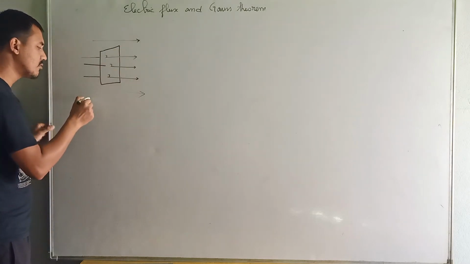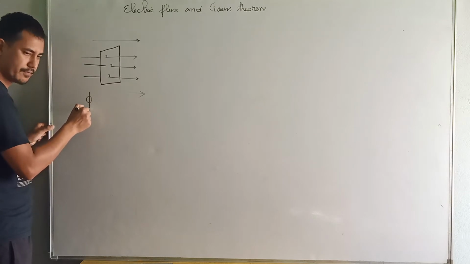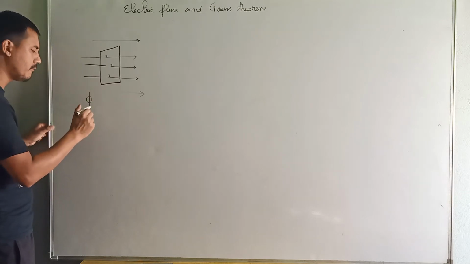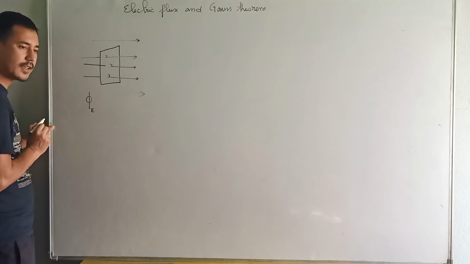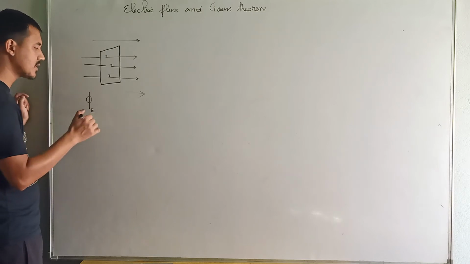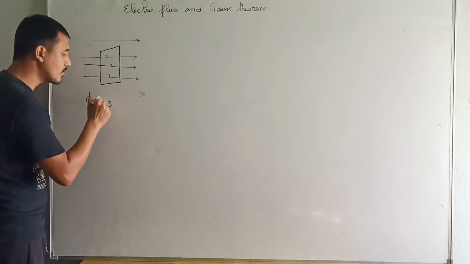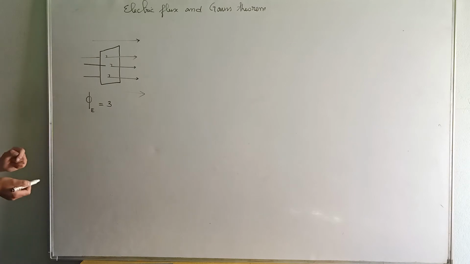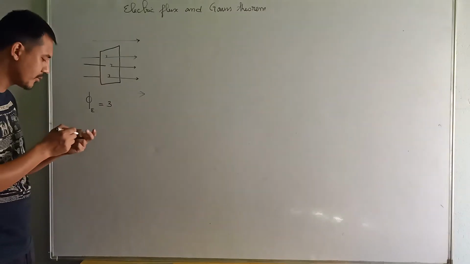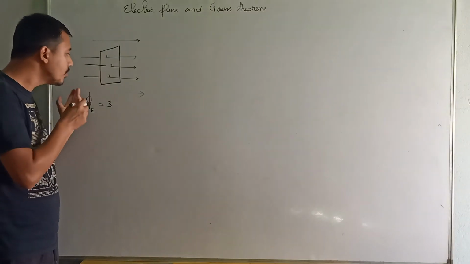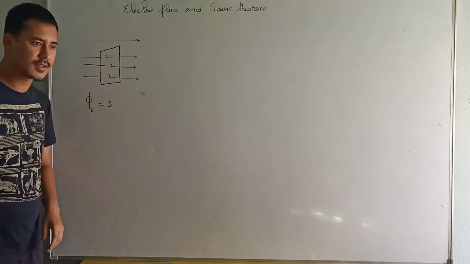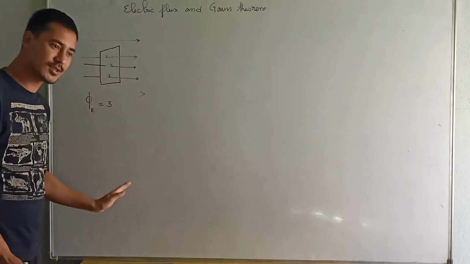Electric flux is represented by phi E. Okay? Electric flux. So in this case, it is equal to 3. Is it okay? Now I'm going to tell you something here. How do you increase the electric flux? Suppose I want to increase the electric flux.